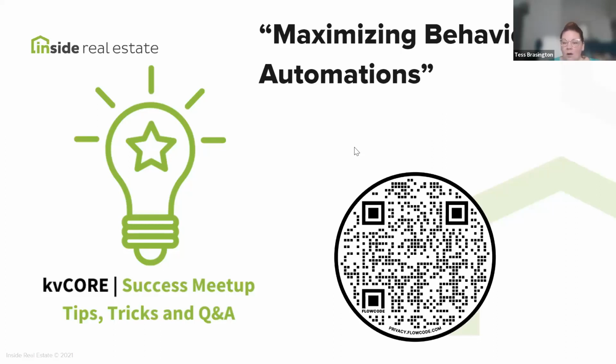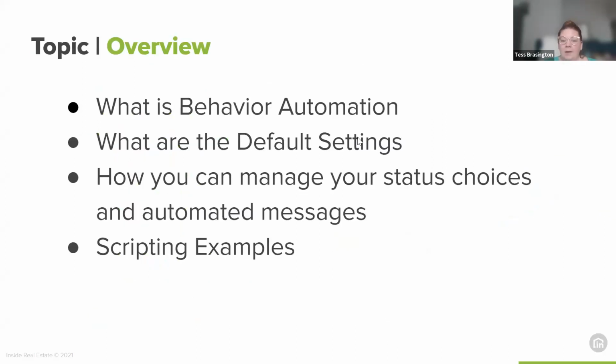And for today, we're going to be going over behavior alerts and behavior automation. We're just going to be reviewing what this tool is. What are the default settings? Because behavior alerts are something that do have default settings that are going to start running whenever you start using your platform. Those default settings can be adjusted. We don't recommend changing what we have added.